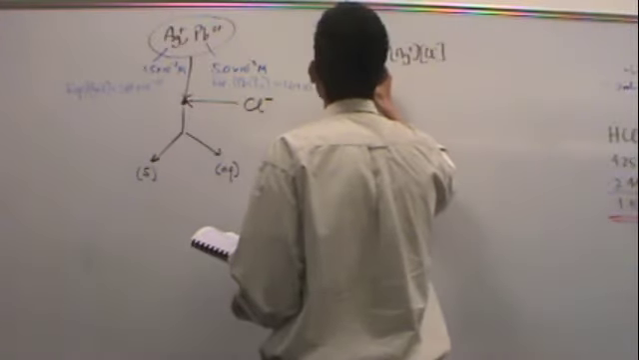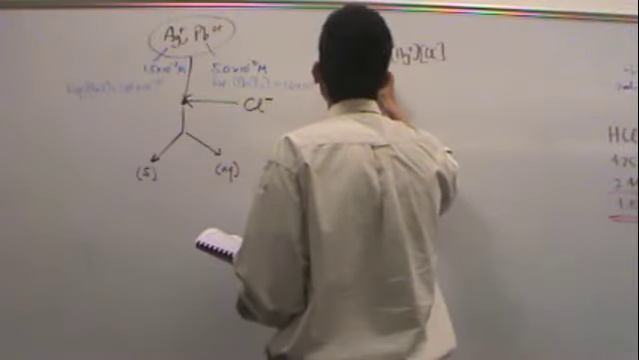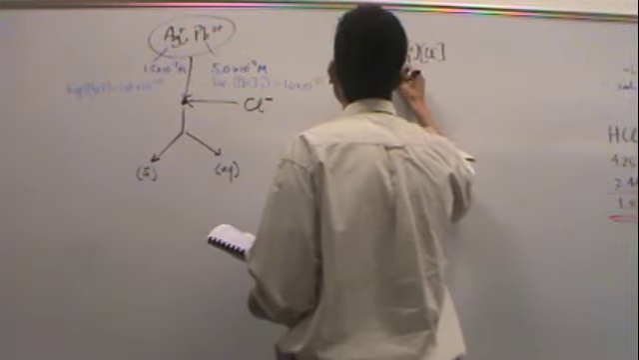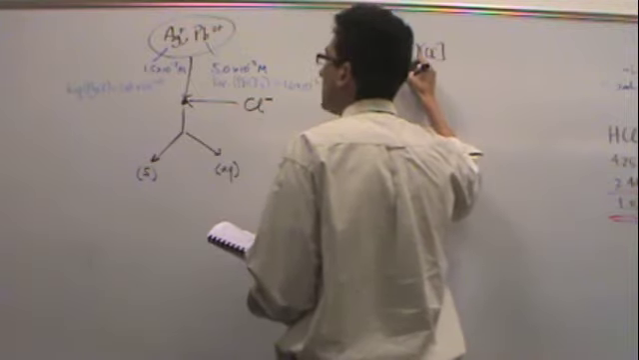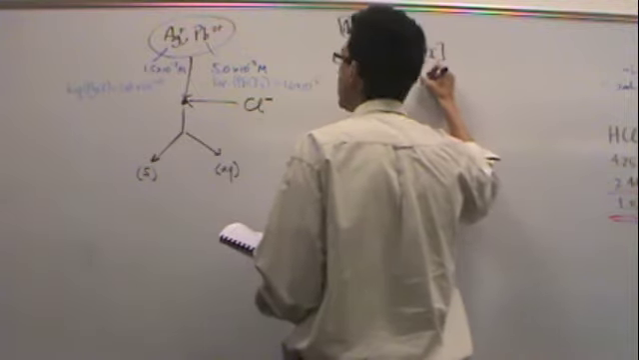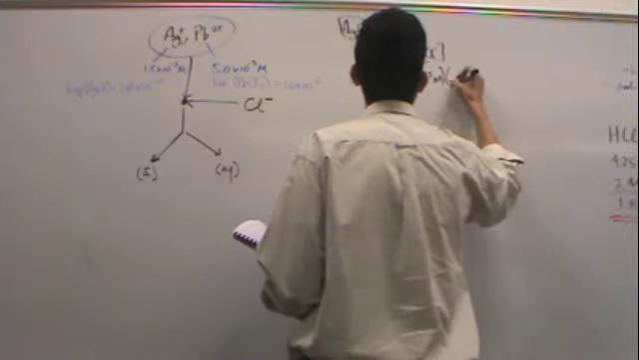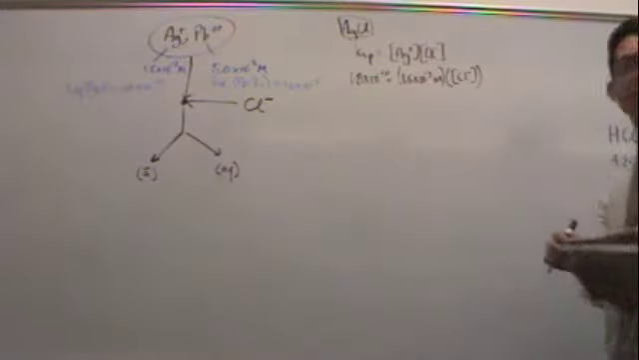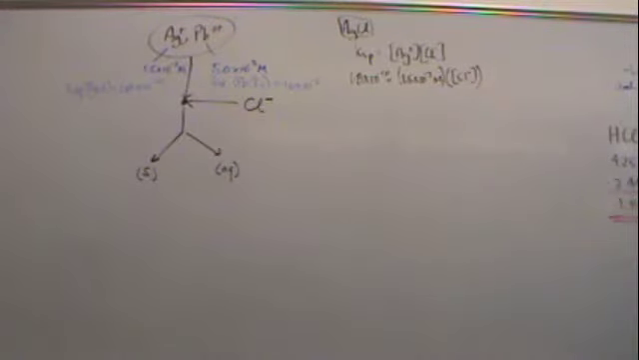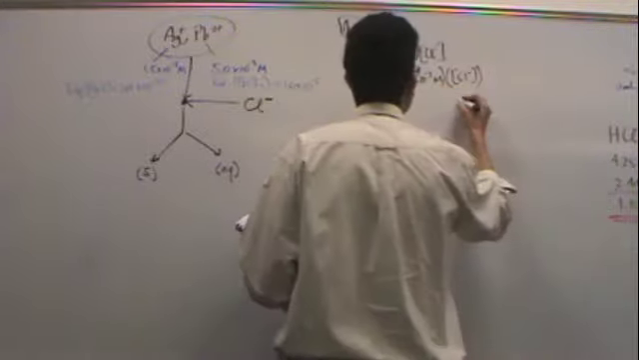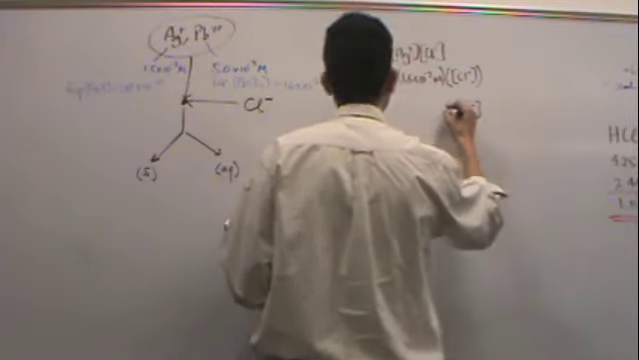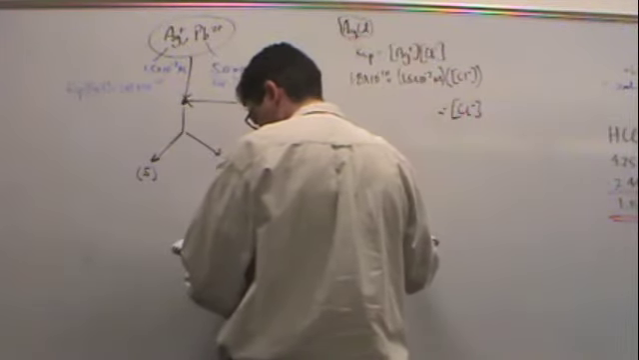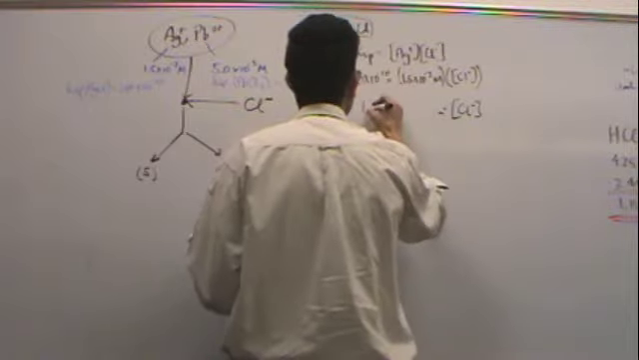So KSP, for example, is 1.8 times 10 to the minus 10. Ag, that's given, that's 1.5 times 10 to the minus 2 molar. And we don't know the chloride ion concentration. So that's what we want to solve for, because the question in fact was how much chloride should I add to start precipitation. So Cl minus, in this case, turned out to be 1.2 times 10 to the minus 8.